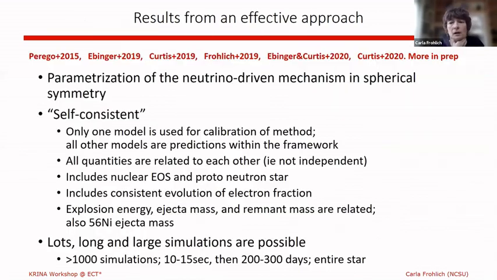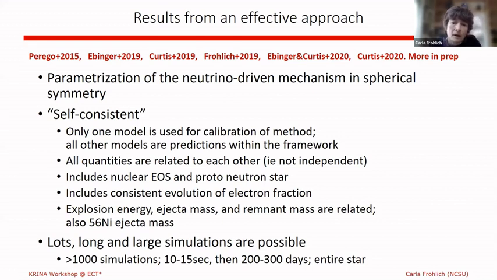The results I'm going to show are from a long list of papers, which you see listed on this slide, and are based on this effective core collapse supernova model, which is basically a parametrization of the neutrino-driven mechanism in spherical symmetry. So it has an artificial heating term, but the artificial heating term is not tuned to achieve a particular outcome. You use one model to calibrate it, and then the calibration sets the settings for all the other models.